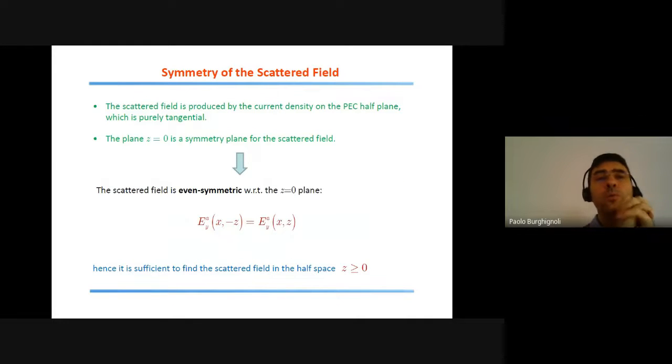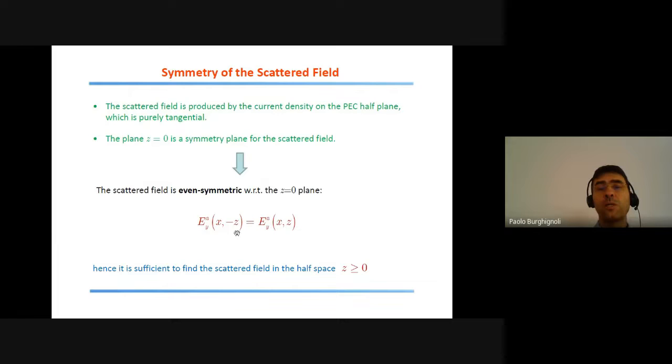Okay, furthermore, we may observe now that for the Sommerfeld half-plane problem, the scattered field is produced by the current density that exists on that half-plane, and that current density is purely tangential, since it is parallel to the edge of the half-plane. So therefore, the plane z equals 0 is a symmetry plane for the scattered field. In particular, it is easy to show that the scattered field has an even symmetry with respect to this symmetry plane, which means that the y component of the electric field, which is parallel to the z equals 0 plane, must be an even function of z.